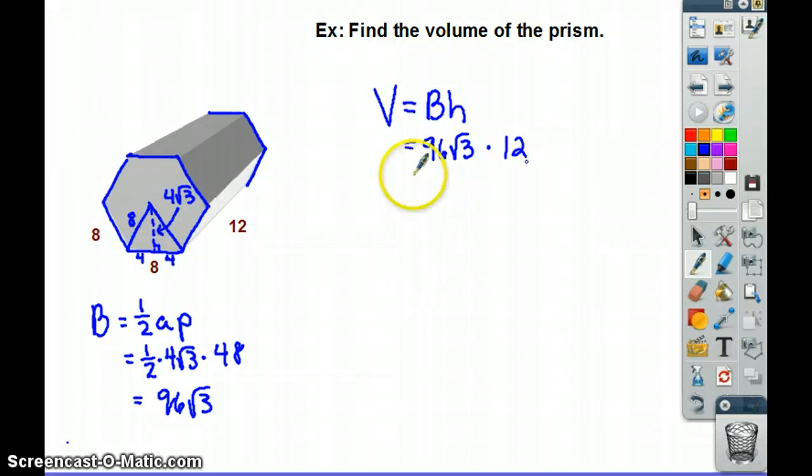When I multiply those, I get 1,152 radical 3. And if there was a unit, which there's not in this case, I would have units cubed. So meters cubed or feet cubed or inches cubed, whatever the case might be.